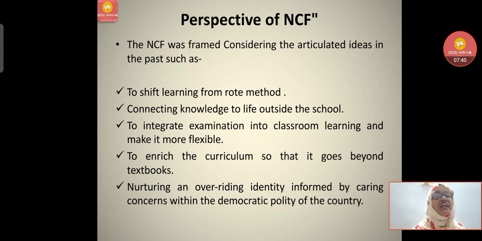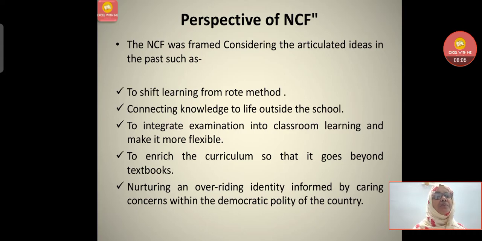And then to integrate examination into classroom learning and make it more flexible. That means not only writing, not fixed. It should be flexible. That means sometimes oral tests or sometimes open textbook, formatives, different. Whatever the child is doing should be counted under the assessment, that is learning assessment.